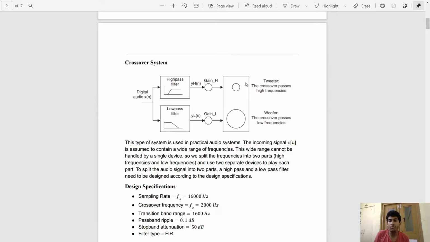The high pass filter output will be fed into a tweeter which can play high frequencies, and the low pass filter output will be fed into a woofer which can play low frequencies, and in this way we can play the entire range of frequencies of the audio signal x of n. So we have to design the high pass filter and the low pass filter for this experiment.